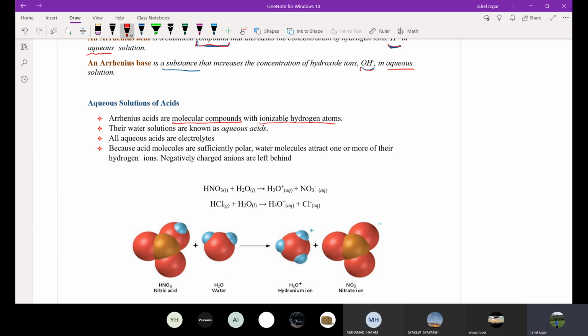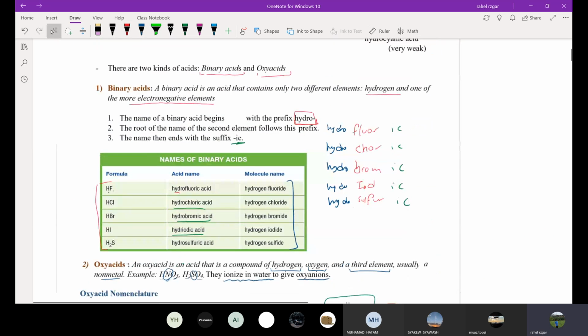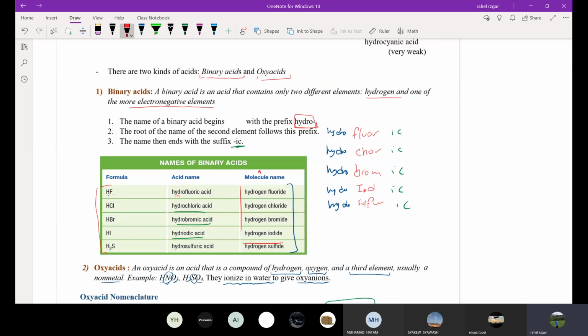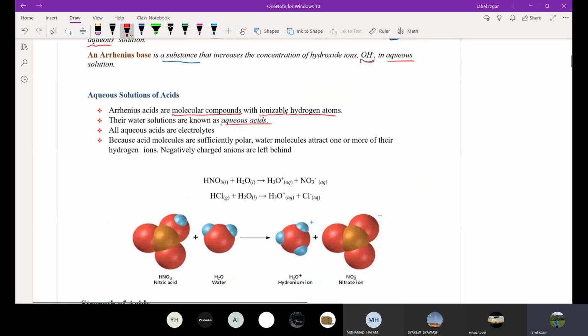And of course, the water solutions are called aqueous acids. If you remember in the previous lesson, we said, for example, these names were gases. But when we put them in water, they become acid. Same thing here. So the water solutions are known as aqueous acids. And of course, since they form ions, all aqueous acids are electrolytes.